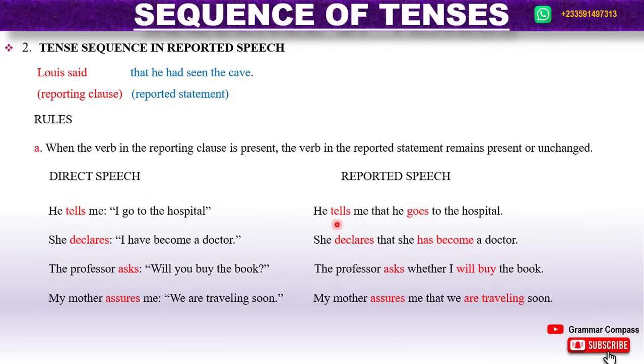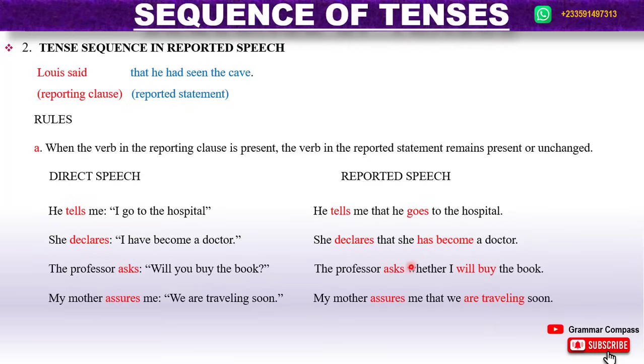For example, he tells me that he goes to the hospital, not he tells me that he went to the hospital. This is because tells is in the simple present. Therefore, the verb form in the reported statement should also be what? The simple present form. She declares that she has become a doctor. Declares is in the present tense, so has become is also in the present tense. This is the present perfect aspect.